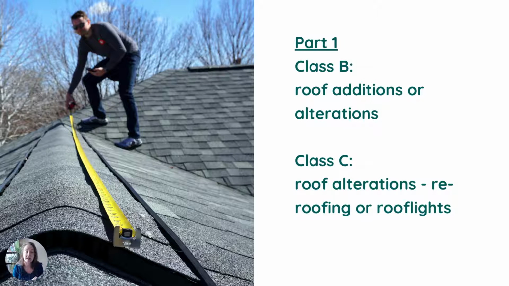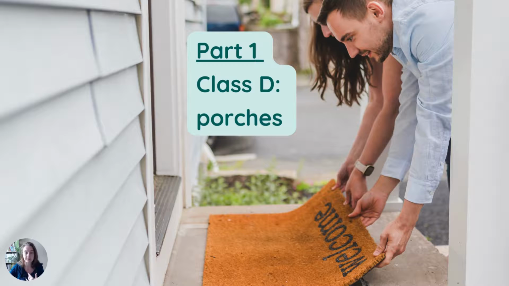And Part 1 Class C is other kinds of roof alterations, like changing the finish of the roof. So if you wanted to go from slate to clay, for example, or if you wanted to add some roof lights. Part 1 Class D is about porches. So if you were to add a porch onto the front of your house, there are limitations around what is allowed within permitted development. There is a porch addition that you are allowed to do, but the size of it, the shape of it, and things like that, those are restricted. So you have to do it within those restrictions if you want it to be within permitted development.